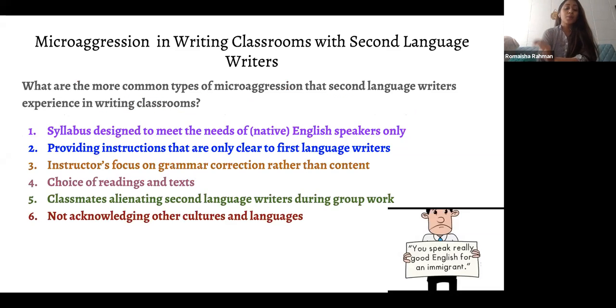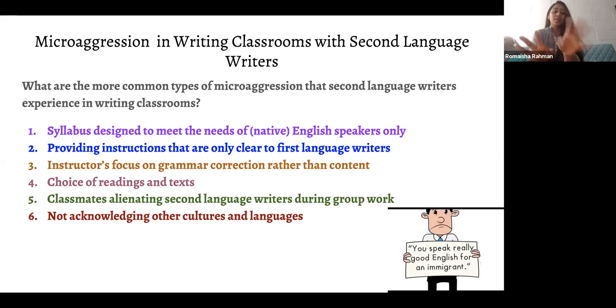Now, based off of that, what are the most common types of microaggression that we see? Why I am so interested in microaggression is that, although it is a very sensitive subject, if we do not talk about it in the writing context, we will not know how to get rid of or eradicate it. So it's always important to talk about how we exhibit microaggression toward language minority groups.